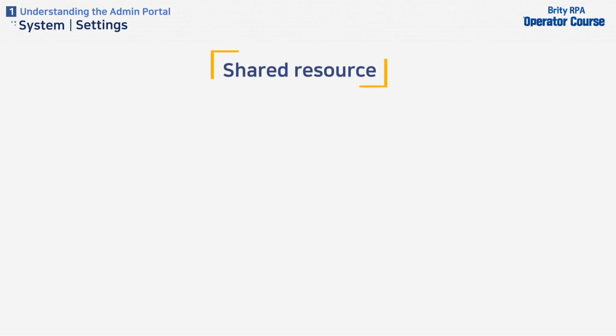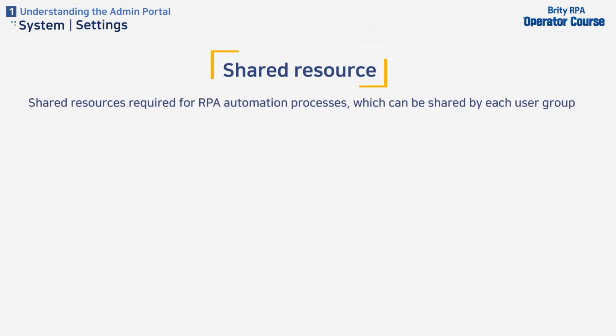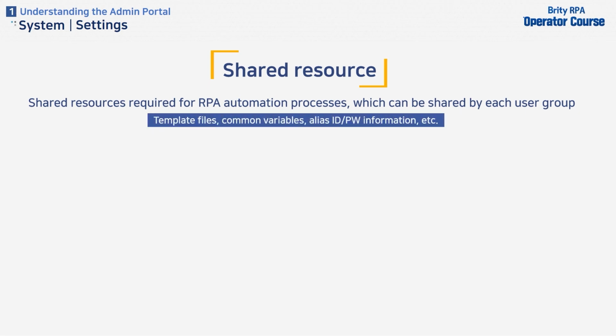Let's learn about Shared Resource Management this time. Shared resources refer to the shared resources required for RPA automation processes, which can be shared by each user group. For example, resources such as template files, common variables, alias ID, and password information fall into the category of shared resources.